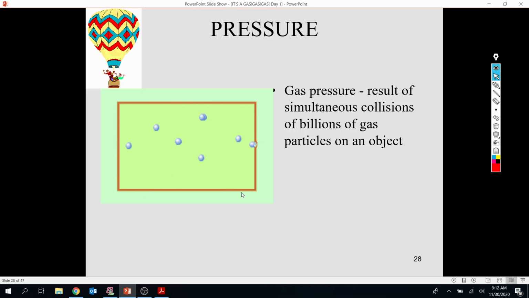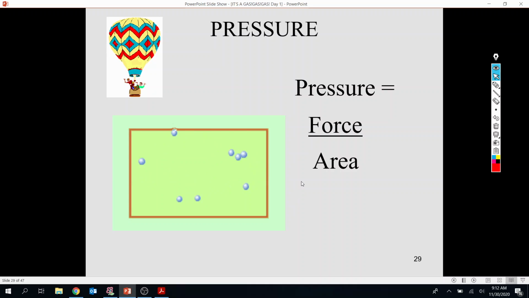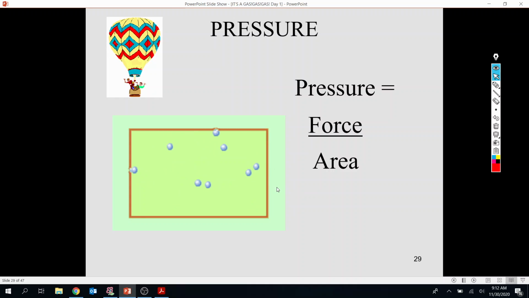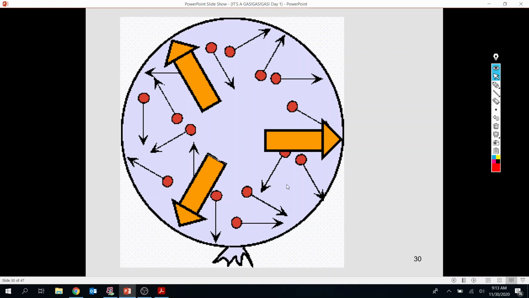So gas pressure results from collisions of literally billions and billions of gas particles at any one time. And we talked about the forces that they are exerting on the walls of the container. And that is what creates pressure. And we mentioned that pressure is equal to force divided by area. And so if you take the area and measure the force, then you would have the pressure.